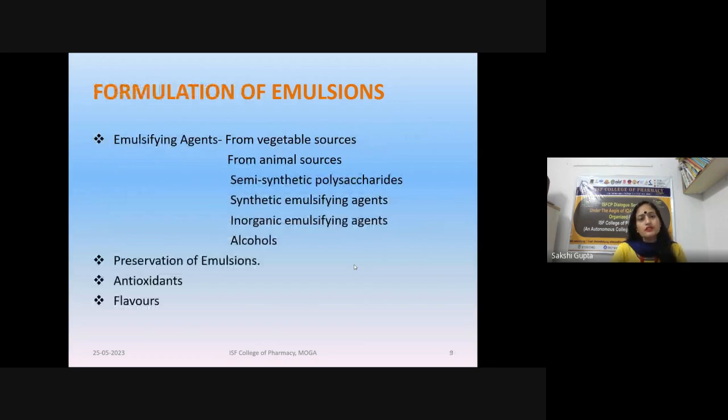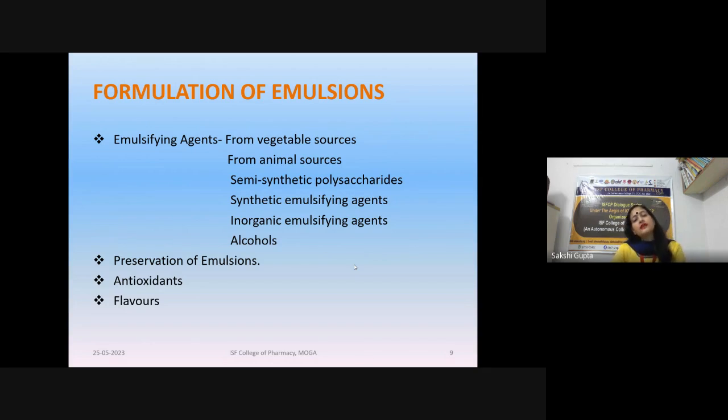For the formulation of emulsions, firstly we have to decide what kind of emulsifying agent we are going to use during the preparation of our emulsion. What are emulsifying agents doing here? They are actually reducing the interfacial tension between the two immiscible liquids. By acting like this, they will reduce the interfacial tension and make the immiscible liquids miscible, right?